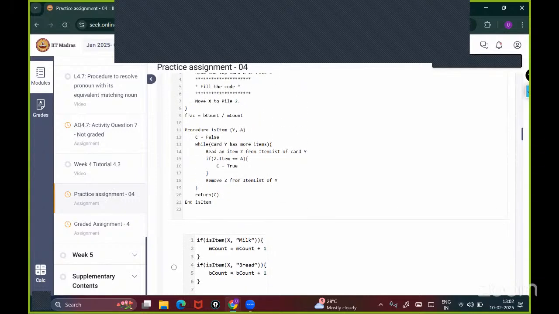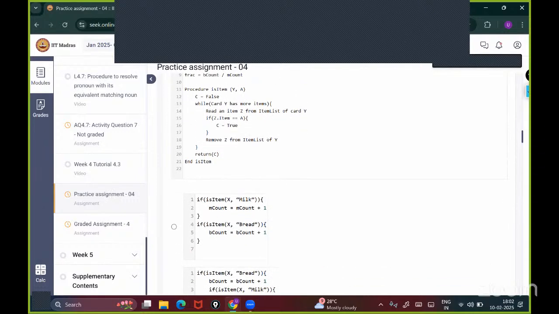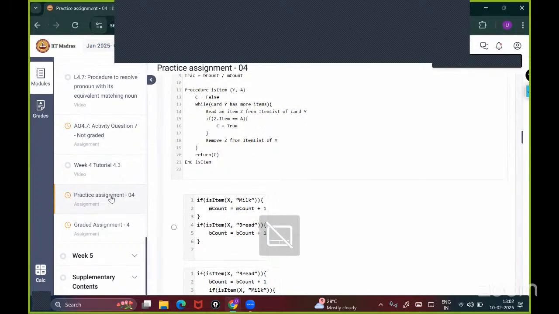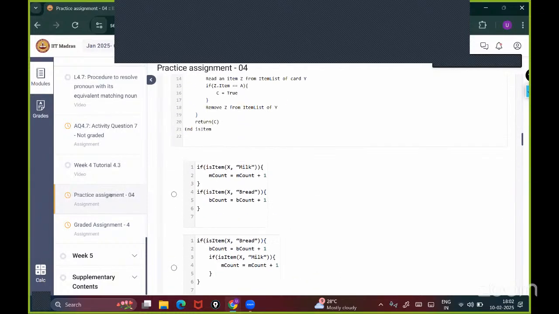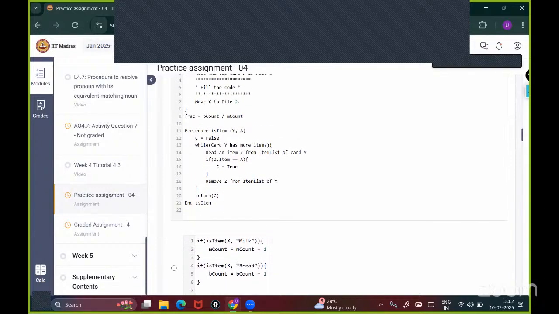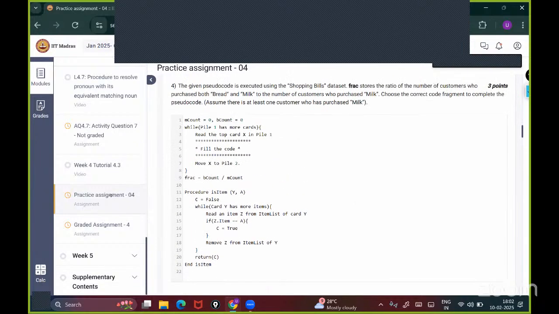Okay, what's your doubt in this? Ma'am, it's not like all options are correct. I think I'm understanding the third option is wrong, but all are similar options according to me. Actually, here first it has to be the ratio of the number of customers who purchase both bread and milk. So the numerator has to be bread and milk, divided by the milk count. It has to be like that, right?